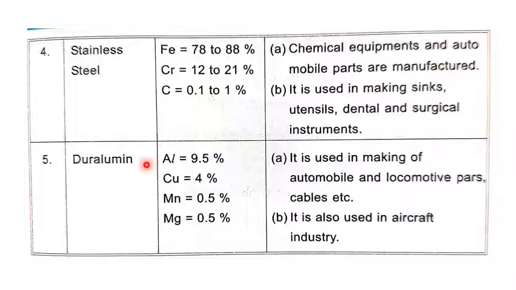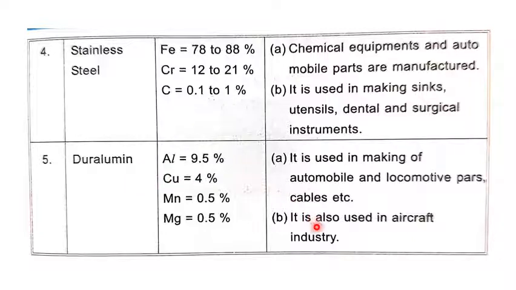Next, what are the uses of duralumin? It is used in making of automobile and locomotive parts and cables, etc.